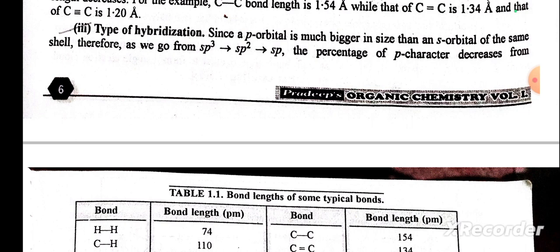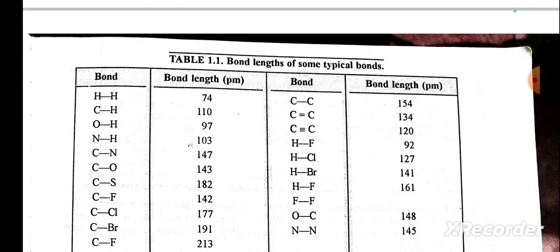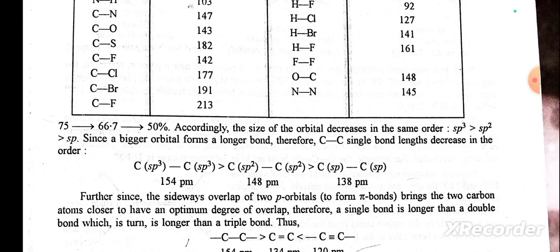Type of hybridization. The p orbital is much bigger in size than the s orbital of the same shell. Therefore, as we go from sp3 to sp2 and then to sp, the percentage of the p character decreases from 75 to 66.7, and to 50, and the size of the orbital decreases in the same order. Since sp3 is bigger in size, it forms a longer bond, and therefore the carbon single bond length decreases in the order.